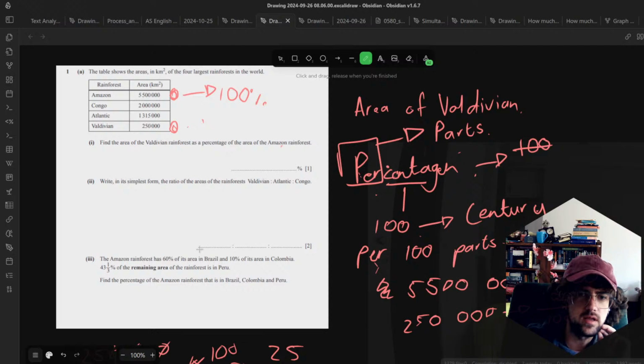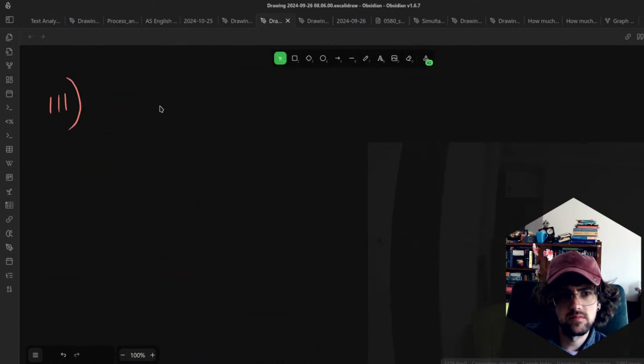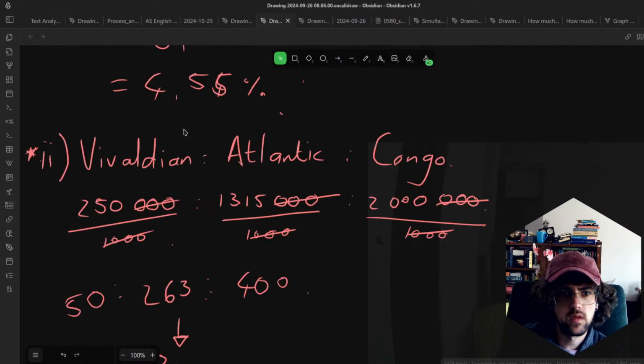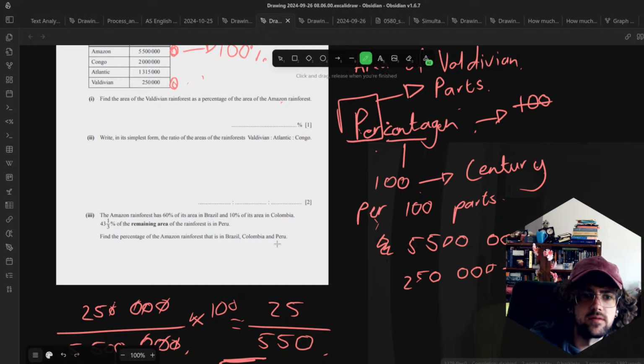Okay, so let's take this. I'm just going to repaste this. Let's just write over here. Amazon rainforest, 60% in Brazil, 10% in Colombia, and 43% of the remaining area of the forest is in Peru. This is actually quite a tricky one because I've got 60% in Brazil and 10% in Colombia.